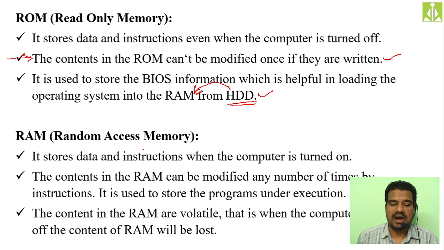Next is RAM, random access memory. We have enough knowledge about this. It stores the data and instructions when the computer is turned on. When the computer is actually functioning, from where are we getting the display and the results? From the RAM only. Remember this one: the contents in the RAM can be modified any number of times. It is not like the content is permanent. You can modify it any number of times.